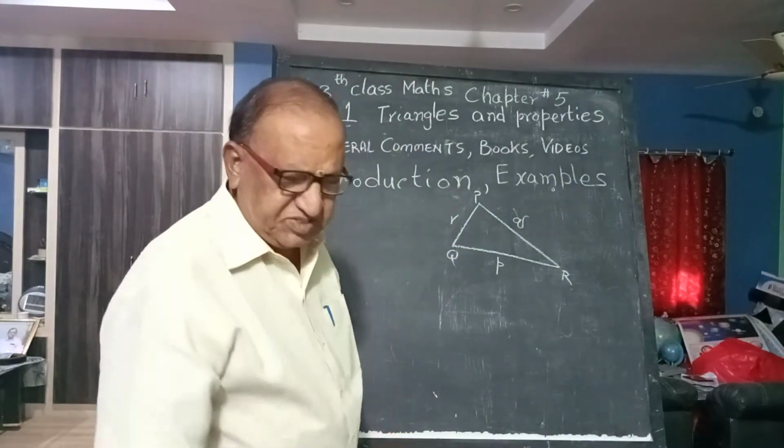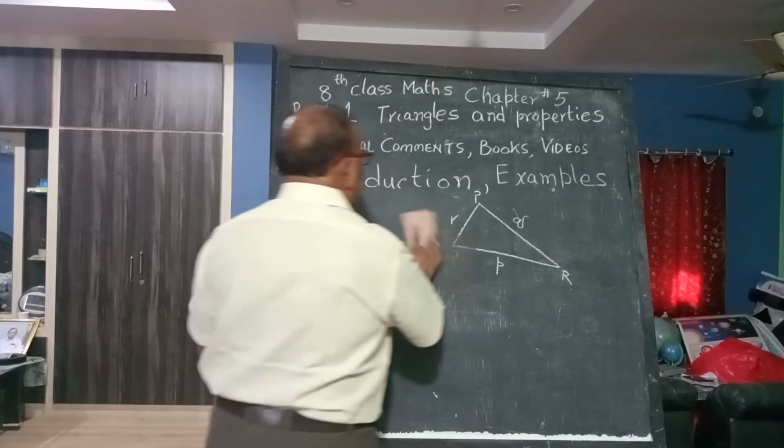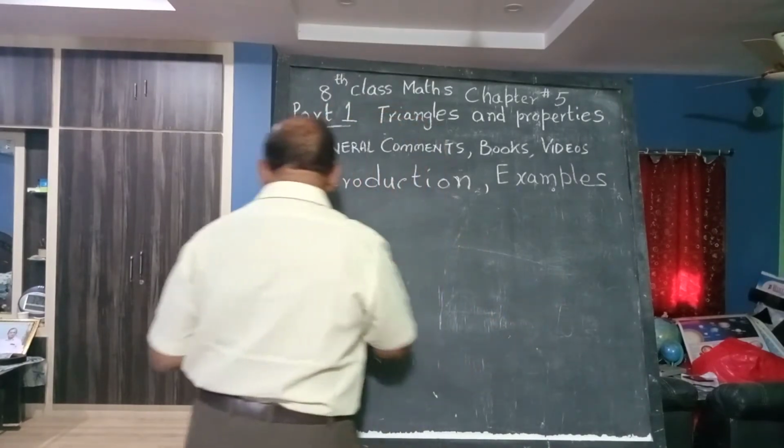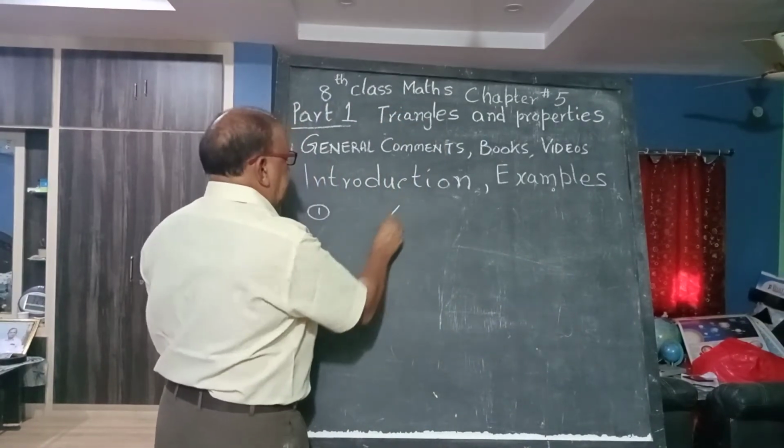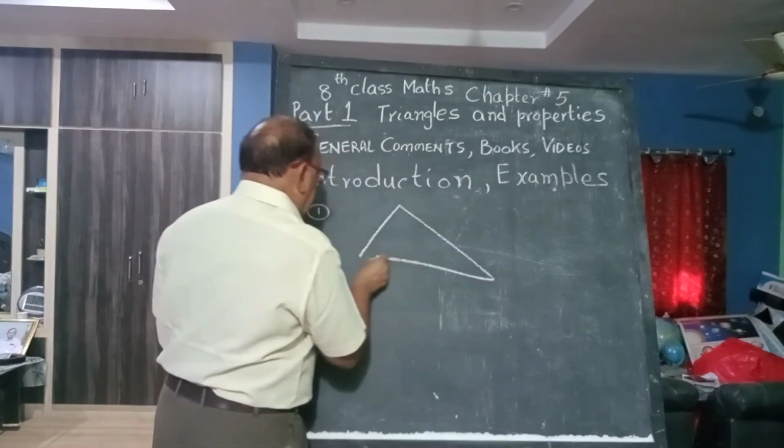So, if you take your standard example, let us say I will take ABC as a triangle.